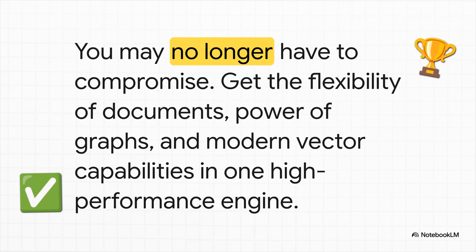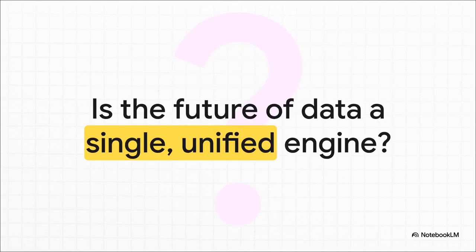ArcadeDB makes a really compelling case that you can get the flexibility of documents, the power of a native graph, and modern AI capabilities all in a single high-performance engine. And that really leaves us with a fascinating question to chew on. For years, the trend has been to use specialized databases for everything, but are we starting to see a shift back? Could the future of data architecture really be a single, powerful, unified engine that does it all?